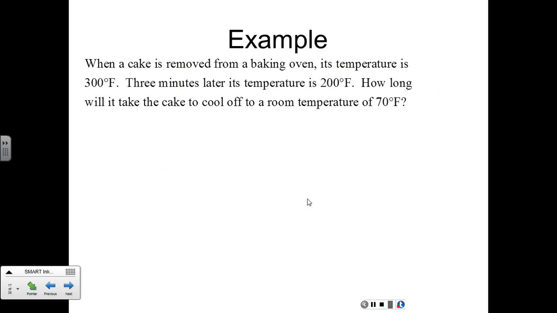When a cake is removed from a baking oven, its temperature is 300 degrees Fahrenheit. 3 minutes later, its temperature is 200 degrees Fahrenheit. How long will it take for the cake to cool off to a room temperature of 70 degrees Fahrenheit? So they're saying that the temperature in the room is 70. That's your T sub S.